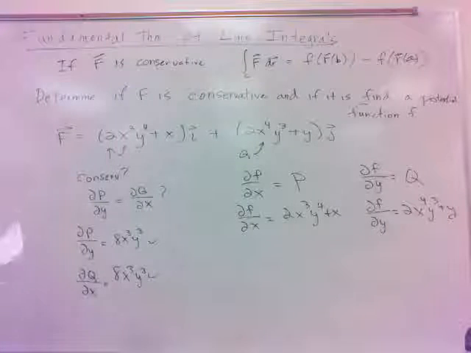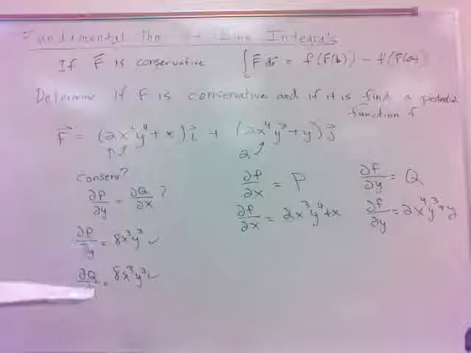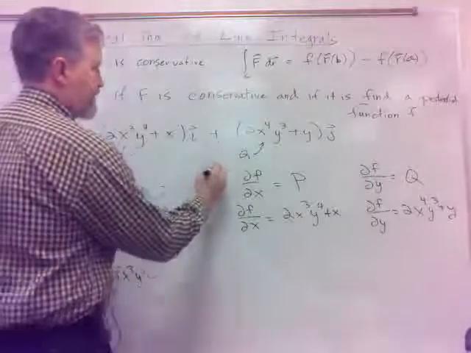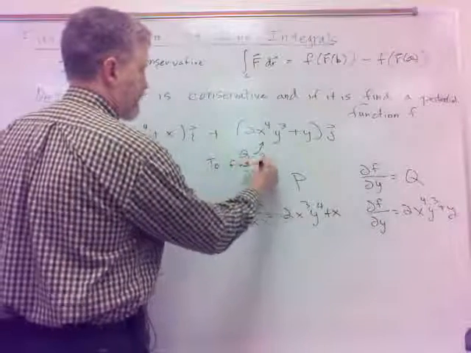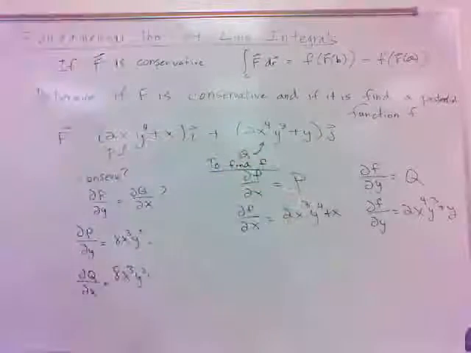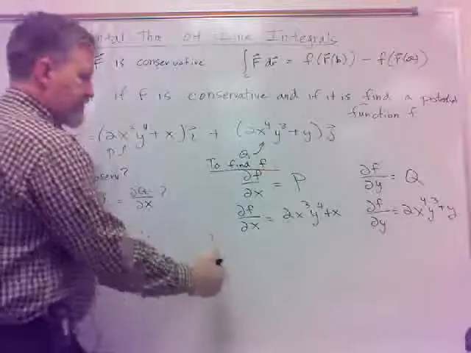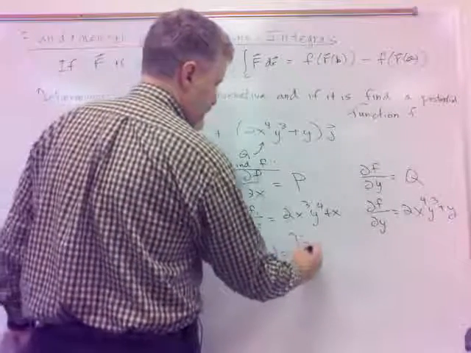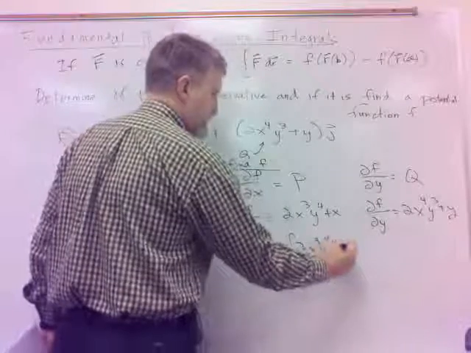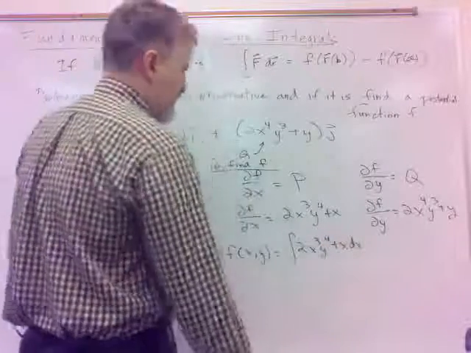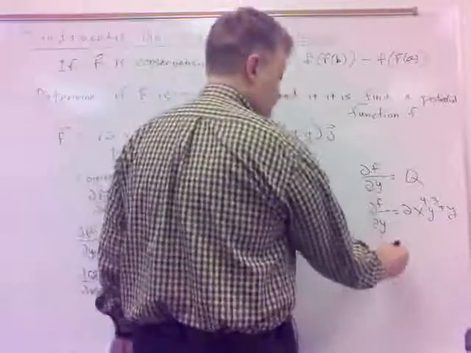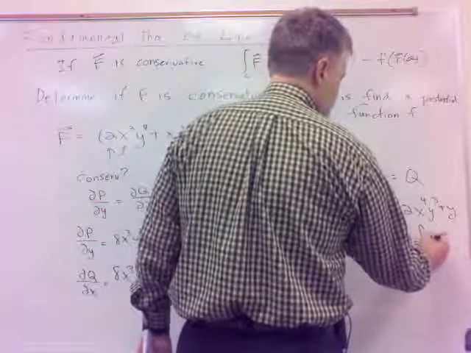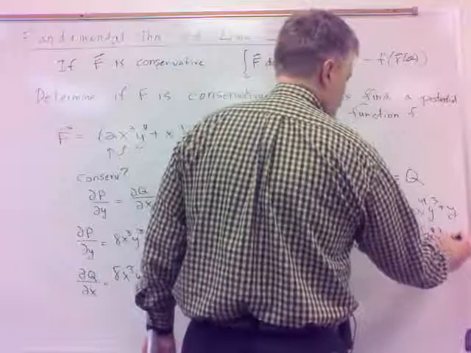All right, so to find f then, that's what we're doing here, we can use either one. Because now if we integrate this with respect to x, we get f of x y equals the integral of 2x cubed y to the fourth plus x dx. And we can do the same thing over here, integrate but with respect to y, so that would be f of x y equals the integral of 2x to the fourth y cubed plus y dy.